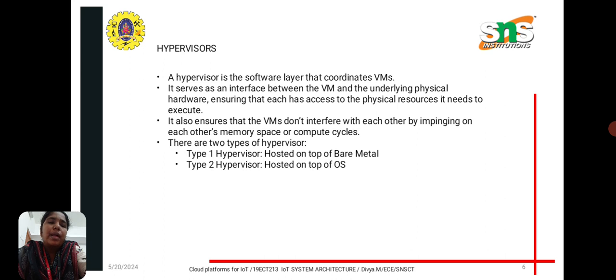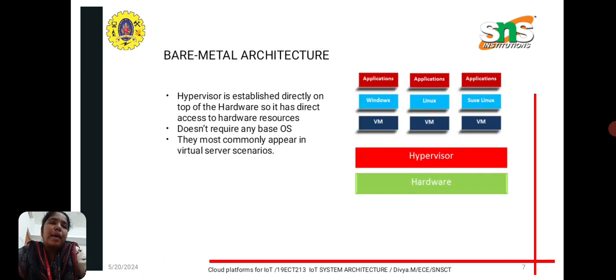There are two types of hypervisor: hosted on top of bare metal and hosted on top of OS. The bare metal architecture is established directly on top of hardware, so it has direct access to the hardware and does not require any base OS. It most commonly appears in virtual server scenarios.